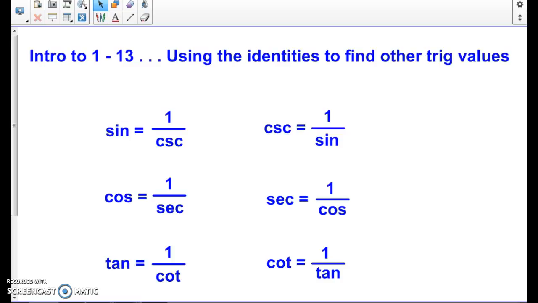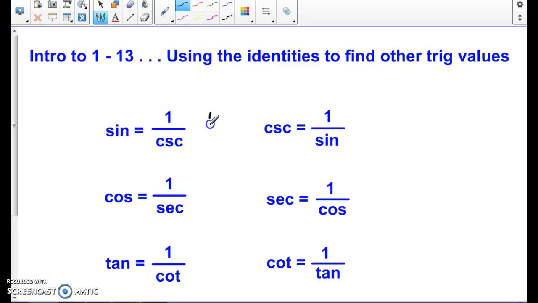So, we are going to begin by evaluating using trigonometric identities. These are some trigonometric identities. This stands for the sine, cosine, tangent. This is the cosecant, secant, and cotangent. Essentially, these two lines say that the sine and the cosecant are reciprocals of one another.